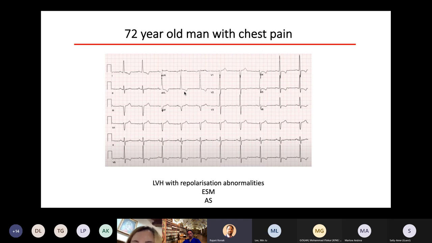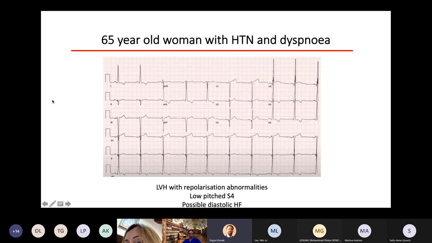If you see T-wave inversion in AVL, it often indicates that there's an underlying problem, non-specific, within the heart, whether that's ischemic or valvular heart disease related. So we can see an ECG with left ventricular hypertrophy and repolarization abnormalities, an ejection systolic murmur is heard, and the LVH is consistent with aortic stenosis.